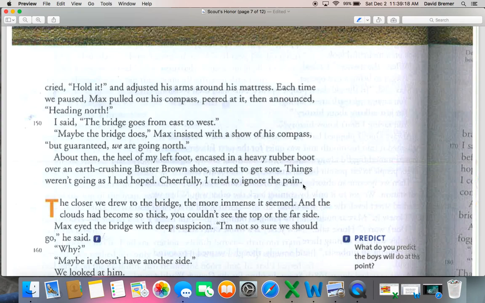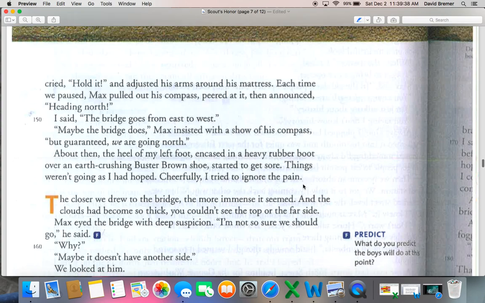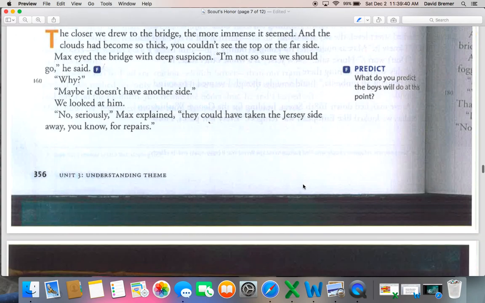We've got the narrator now getting a sore foot from walking in his Buster Browns, which are a type of shoe, and a rubber boot. It's starting to rain. They don't really know what direction they're going because one's insistent on going north, but the bridge is going east to west. This is not doing well, and I don't know if they're going to make it through the night.